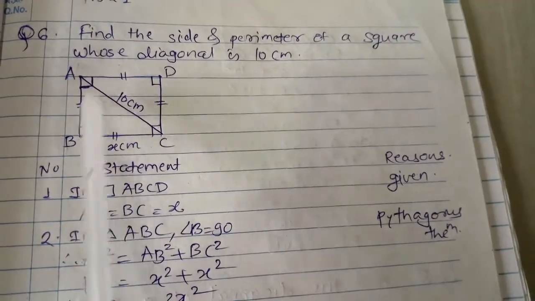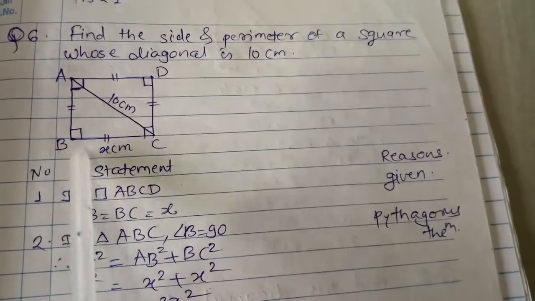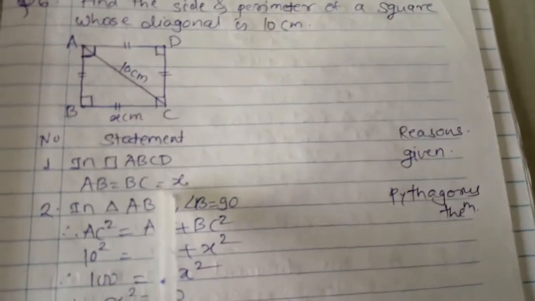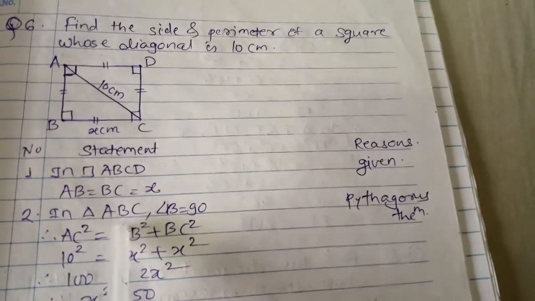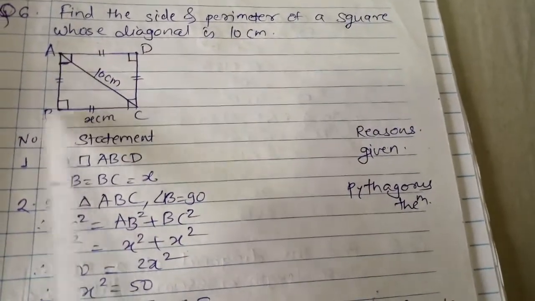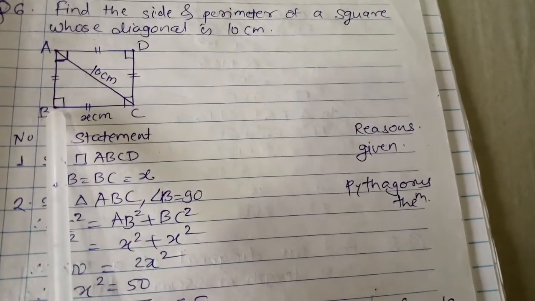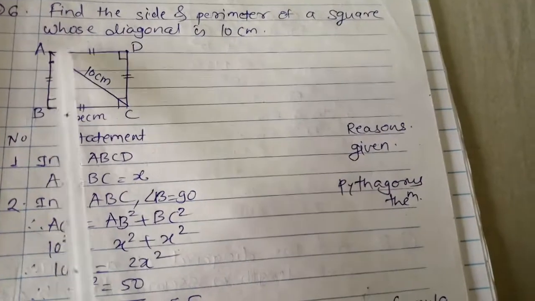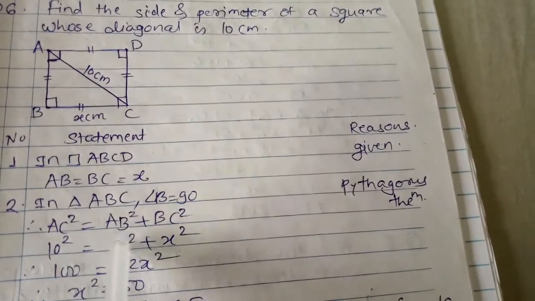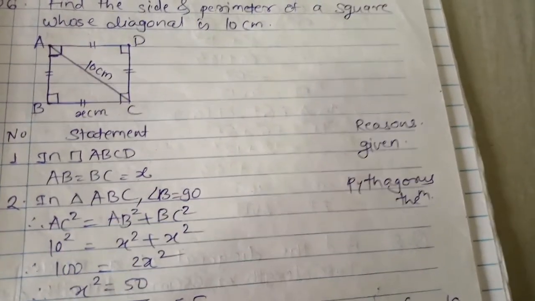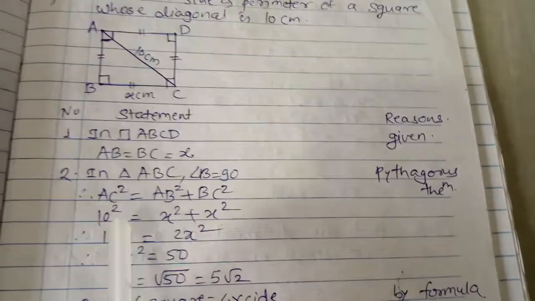Now see, in quadrilateral ABCD we consider all the sides are X. In triangle ABC, in which B is 90 degree, AC square is equal to AB square plus BC square. So 10 square, the value of AC that we are given, is 10.